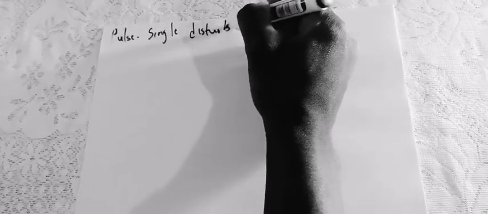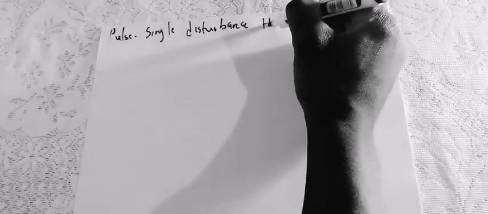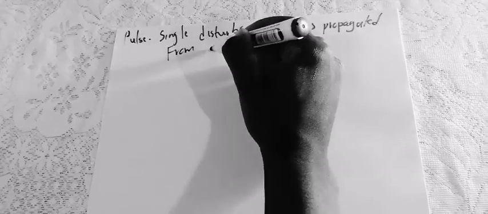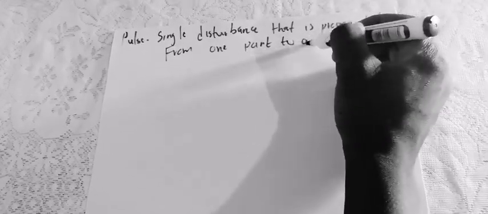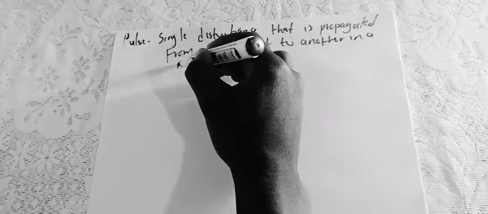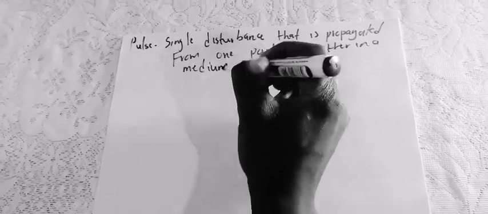We have something known as a pulse, so you must know how to define it. A pulse is a single disturbance that is propagated. The word propagated means moved from one point to another in a medium. So this is the definition which you must know.